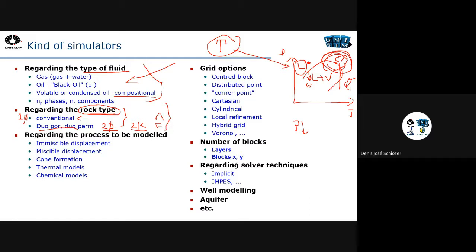David is asking about the solid movement. Yes, David, the solid movement also can be considered in the equations if this is important for your problem. But for us, this is not a problem. So if the solid is important for your problem, we are going to write the equations not only for the components, but also for the rock, okay? So the solid phase. For us, this is not important.